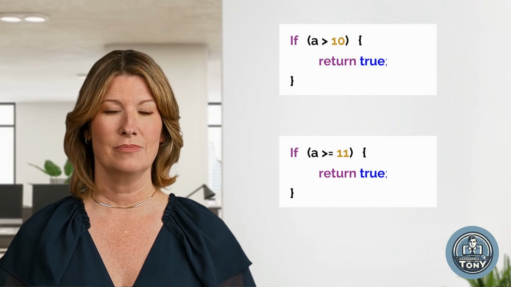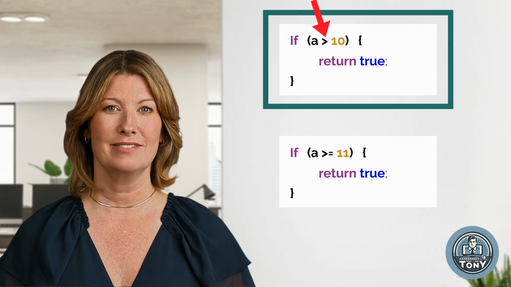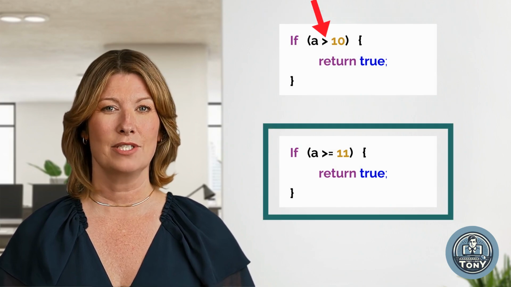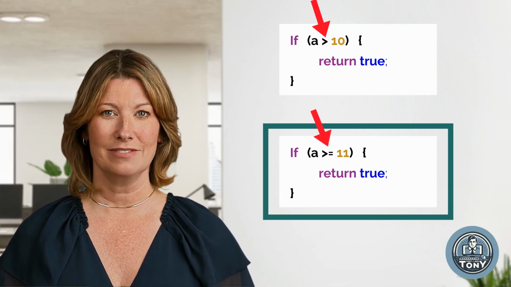I just mentioned equivalent mutants, so let's look at an example. The first and correct code extract is looking for a value of greater than 10. The second extract of code contains a mutant. It is looking for a value of greater than or equal to 11.